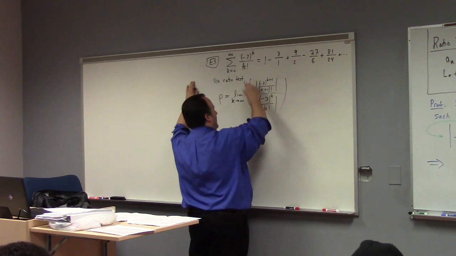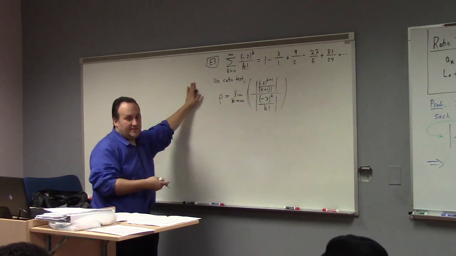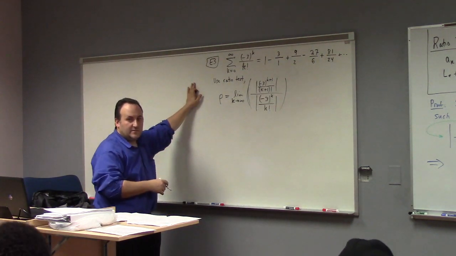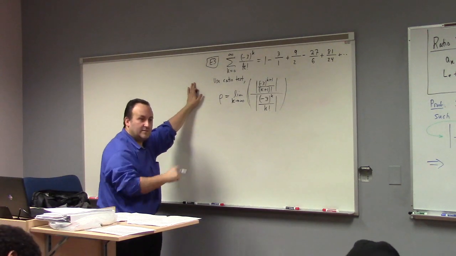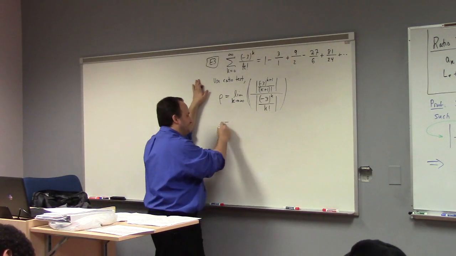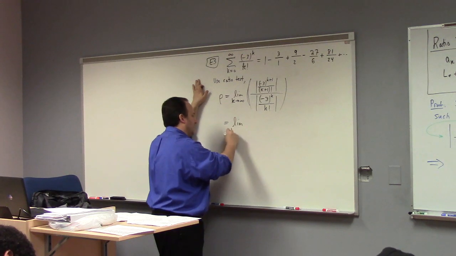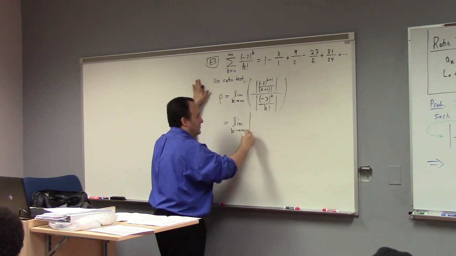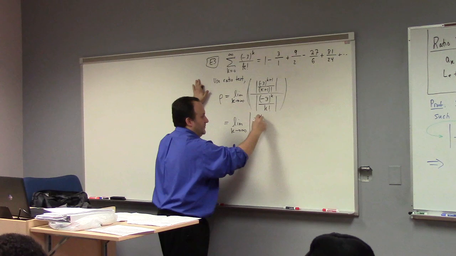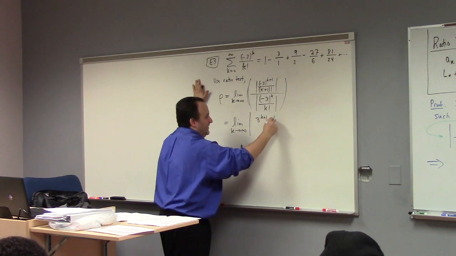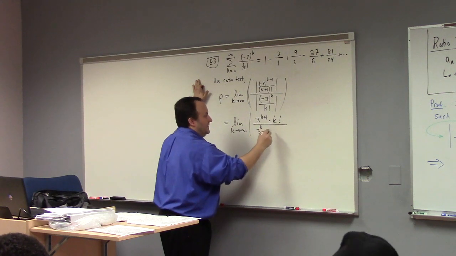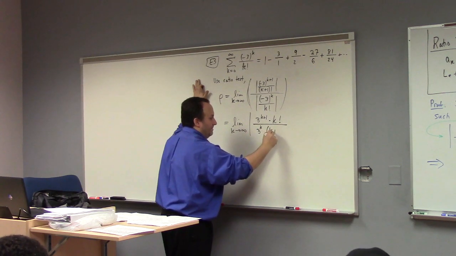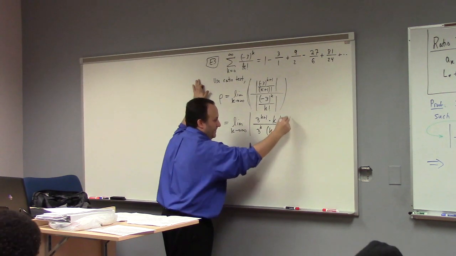What happens to the minus 3 as the absolute value hits it? The absolute value will just erase the minus, right? So this will simplify simply to 3 to the k plus 1 times k factorial divided by 3 to the k times k plus 1 factorial. All right?